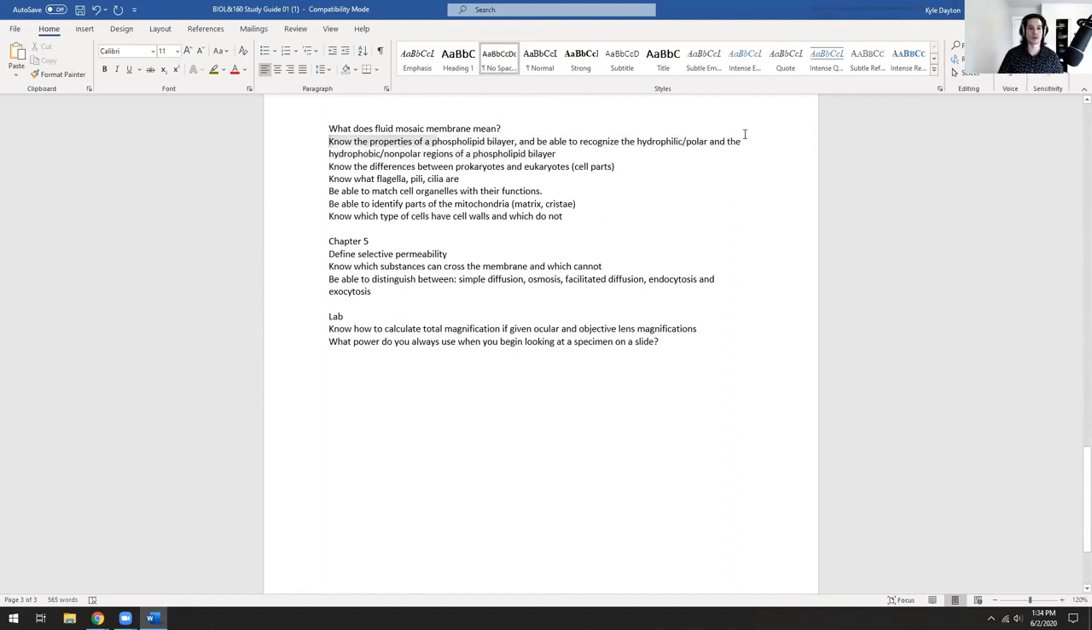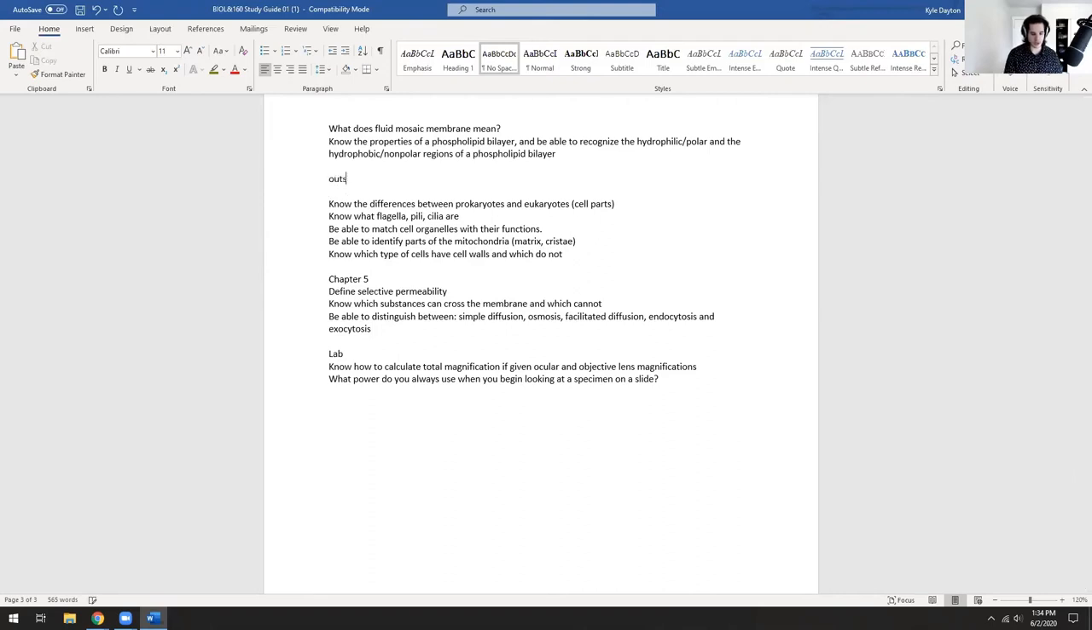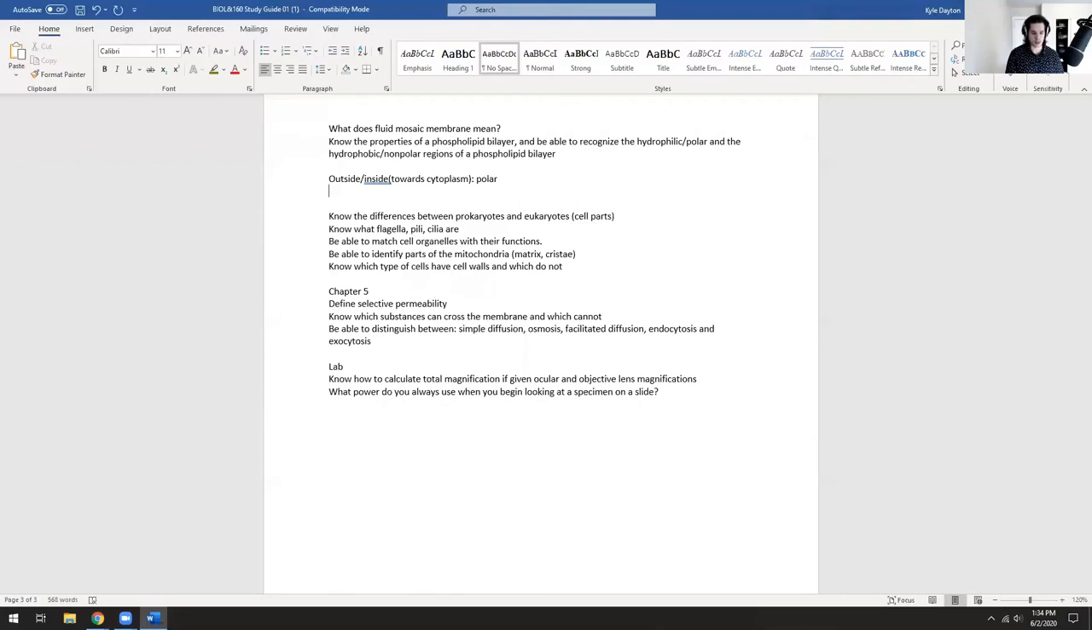What are the properties of the phospholipid bilayer, and be able to recognize the hydrophilic polar and the hydrophobic nonpolar regions? So we'll just say that the outside, and the inside towards the cytoplasm, equals polar, versus the inside between the outsides. I don't know. Okay, I guess I'll try drawing it. Do you guys get the point? Okay, hold on. I can't just assume you guys get the point. I'll draw it.